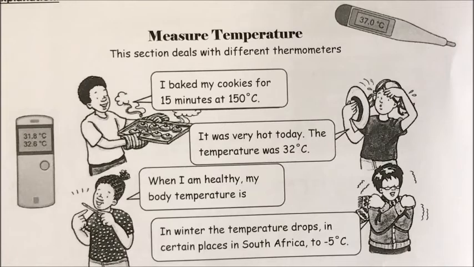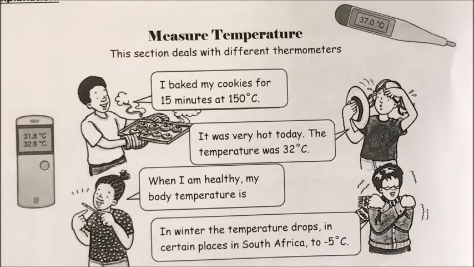Okay, so the first boy, he's got a nice pan of cookies there in his hands. He says, I baked my cookies for 15 minutes at 150 degrees Celsius. So please highlight baked and 150 degrees. Where do you think he baked these cookies, grade 6s? Yes, in the oven. It was very hot today. The girl said the temperature was 32 degrees Celsius. So please highlight hot today and 32 degrees.